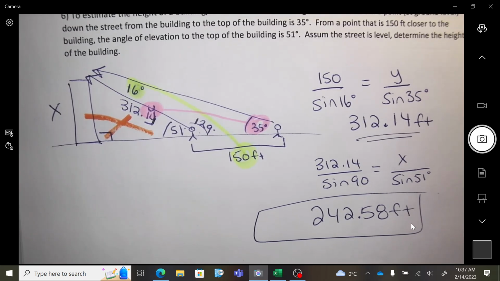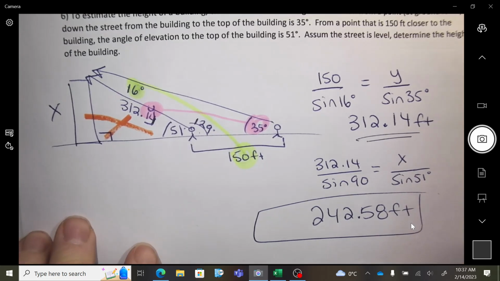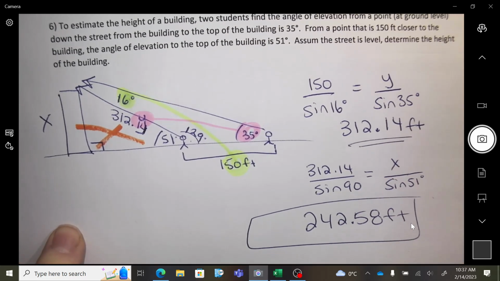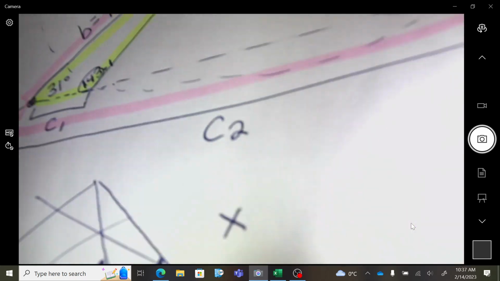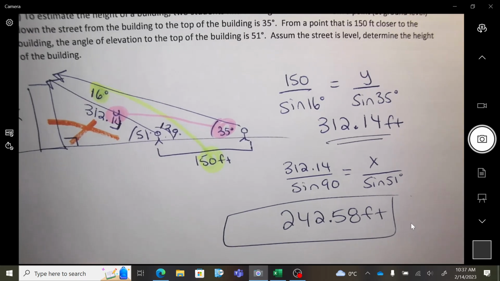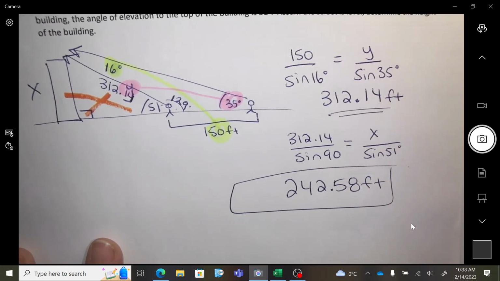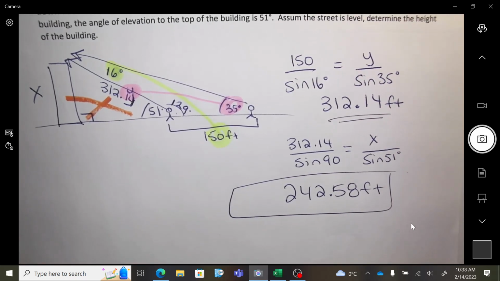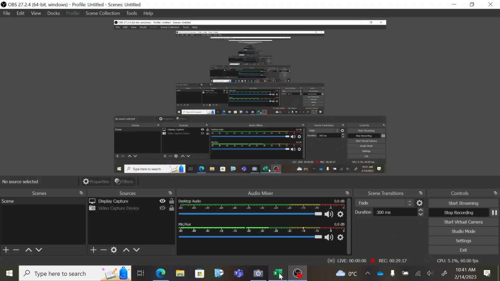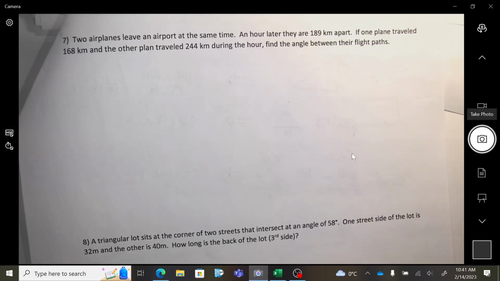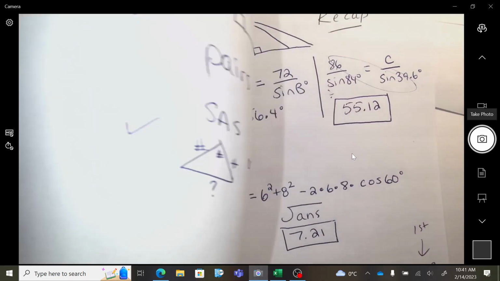Okay, so you can probably expect something like that on a word problem on the test. All right, let's finish those last two.